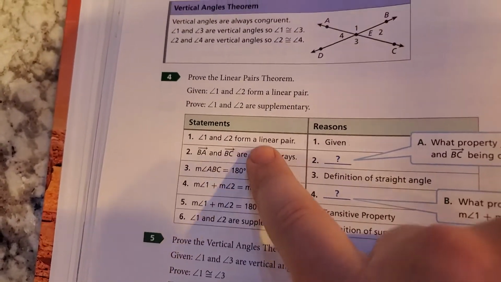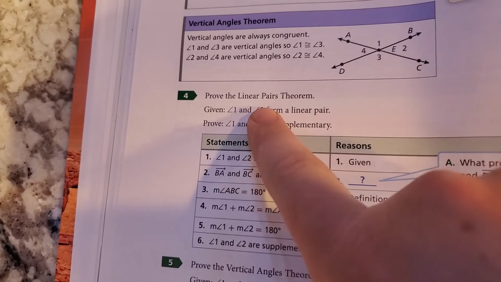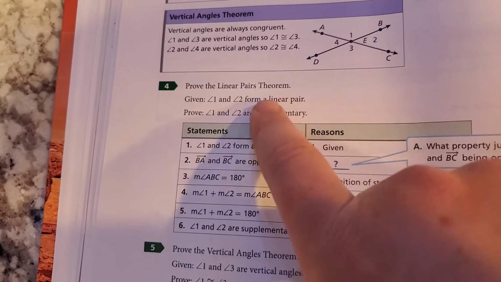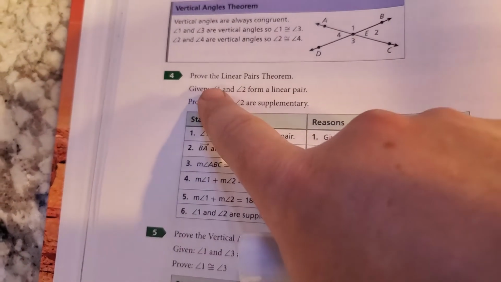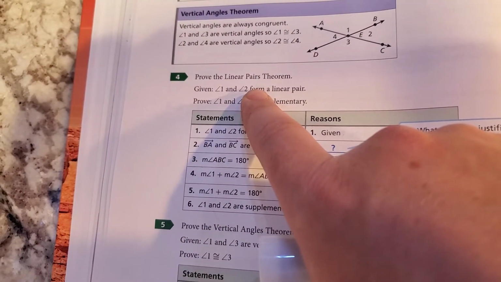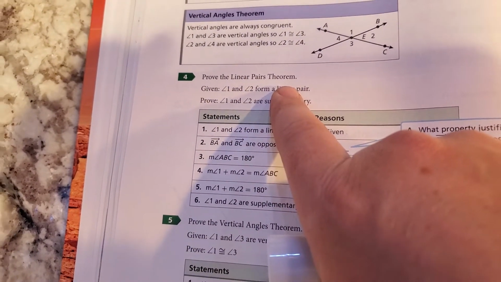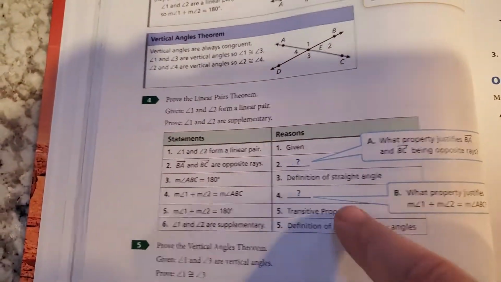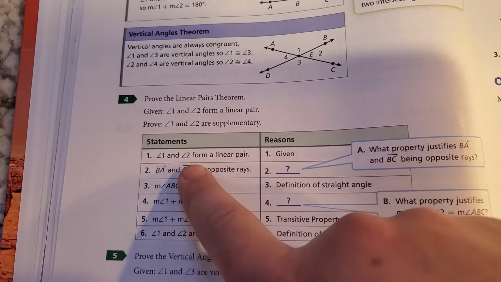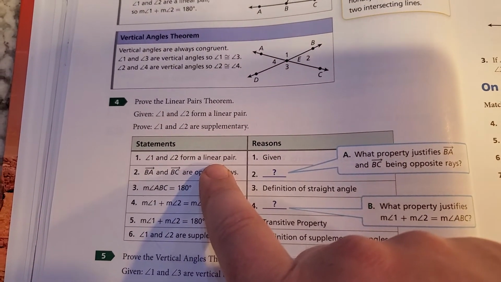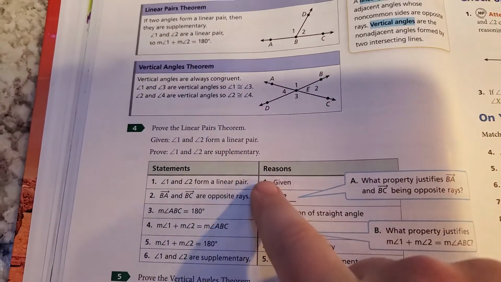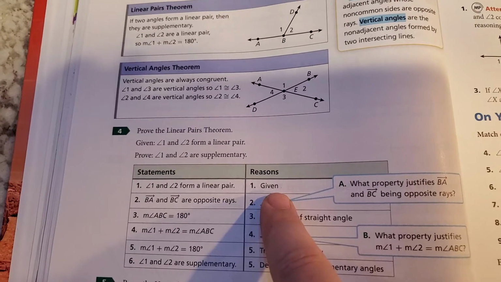Okay, that first proof is a proof of the linear pairs theorem. Remember on our proof checklist, that means the only thing I cannot use as a reason in this proof is the theorem itself. So I can't use the linear pairs theorem in a proof of the linear pairs theorem. But if you look, 1 and 2 they say are going to form a linear pair. They're referring back to up here. There's the 1 and 2. Okay, so that's my given.